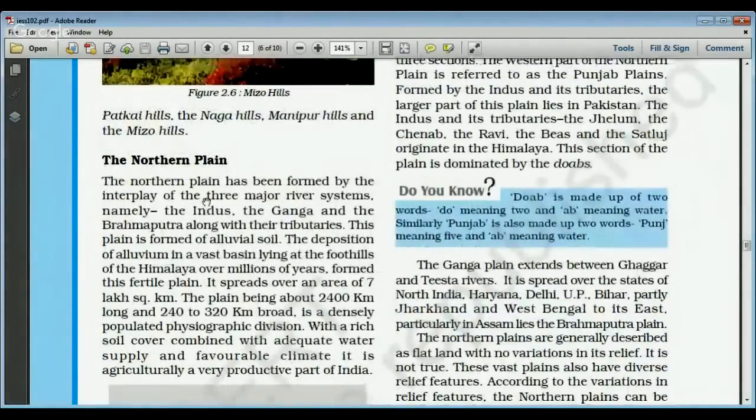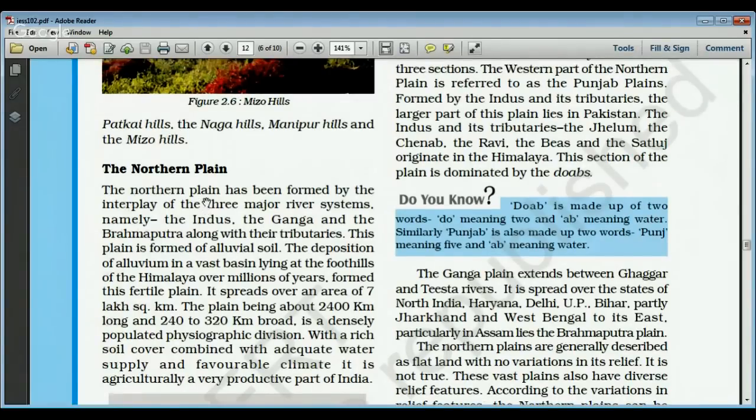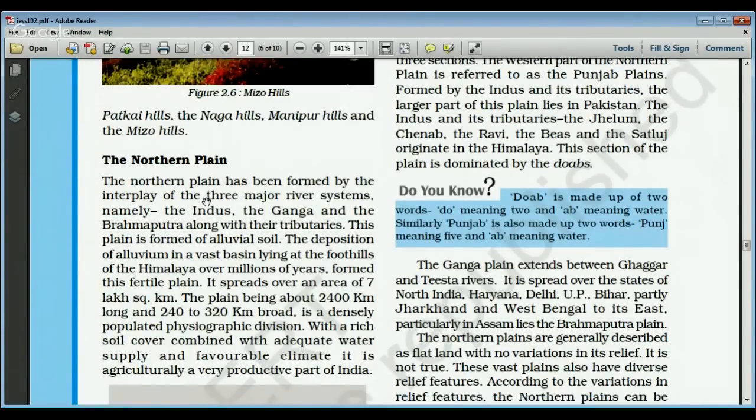Doab means the land between two rivers. Do means two, Ab means water. That is why Punjab is made up of two words. That is, Panch means five and Ab means water. So Punjab is actually formed from five rivers, and that is why it is known as Punjab. And the five rivers are Jhelum, Chenab, Ravi, Beas, and Satluj.